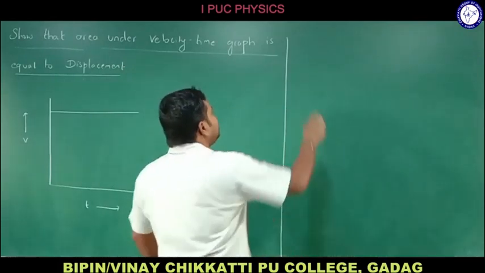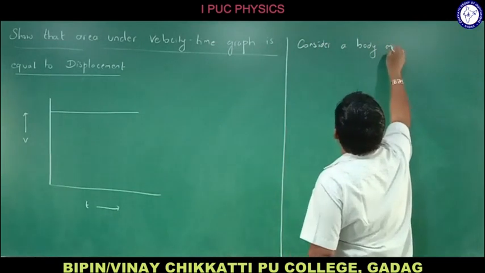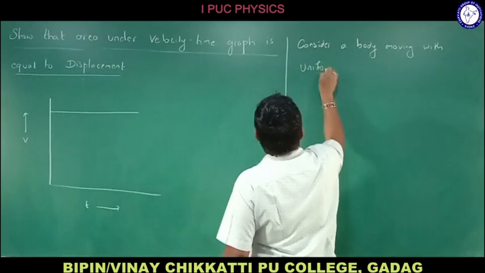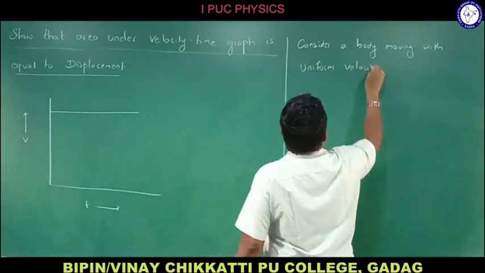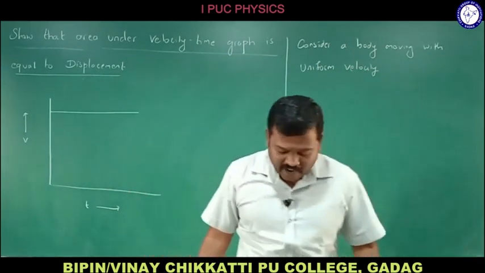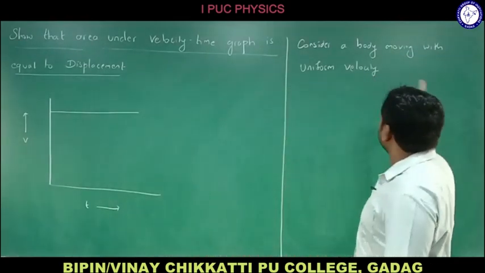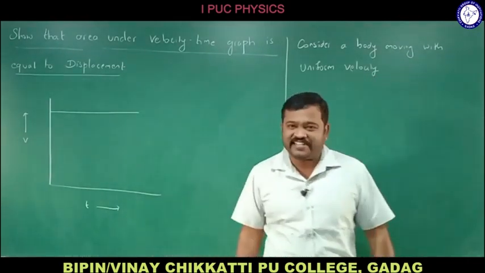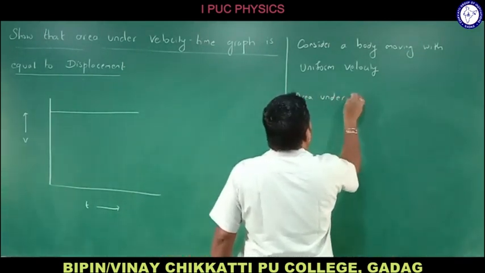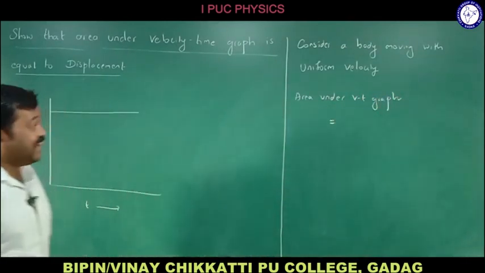Consider a body moving with constant, also called uniform, velocity. Velocity is not changing at all, right? That case I took, and I will be calculating what the area under the VT graph gives. Now consider a body moving with uniform velocity. So this is the case here, right? I need to find what the area under the VT graph gives. So I will be calculating the area under the VT graph.